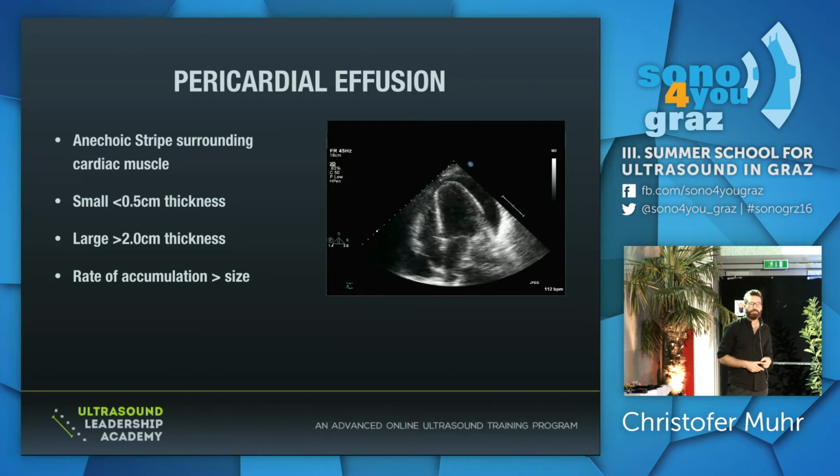It's also, as we said, more of a rate of the accumulation than the size. There's stories about more than 2 liters of pericardial effusion that's been drained and stuff like that. But that's been evolving for a long time, right? And whenever you're measuring the amount of pericardial effusion, measure it in diastole, right?